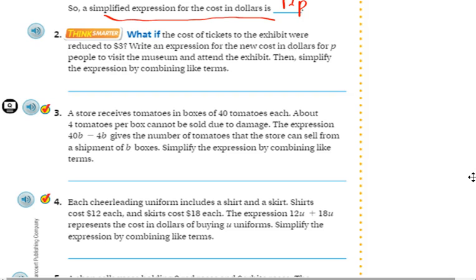So let's see. What if the cost of tickets to the exhibits were reduced to $3? Write an expression for the new cost in dollars for p people to visit the museum and attend the exhibit. Then simplify the expression by combining like terms. So go ahead and pause this and give that a shot on your own. And remember, you're going to have an original expression and a simplified. So I'm looking for 2 answers. Pause it up.